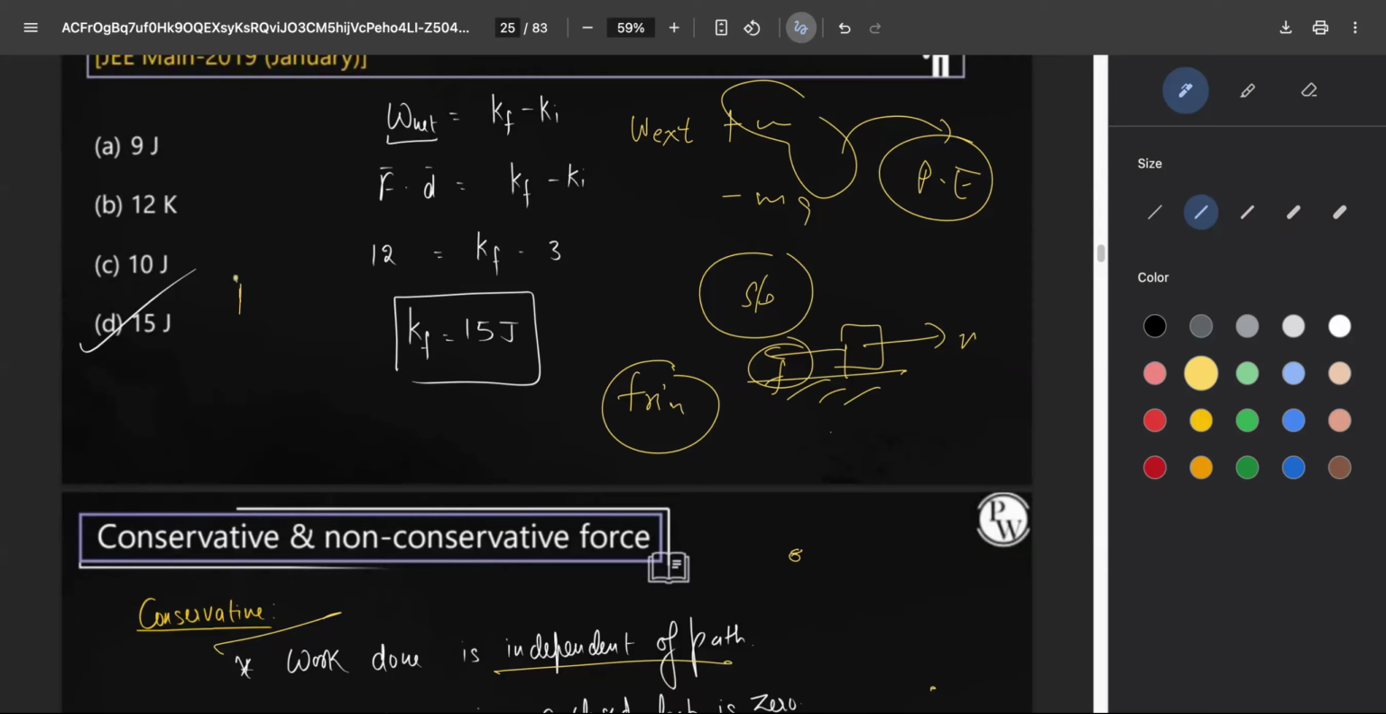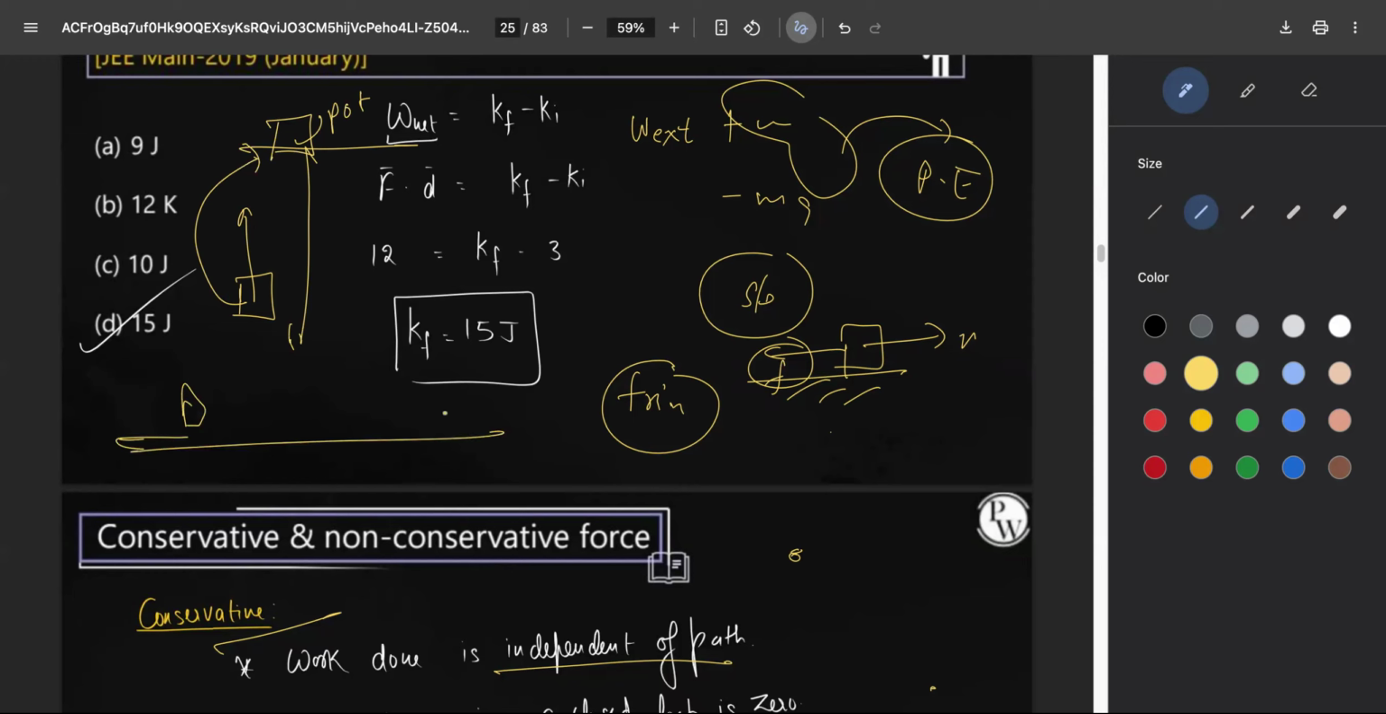But when you look at this part, when the object is moving upside, when it reaches here, what happens? All the energy gets stored in the form of potential energy. It means if you leave your object, it will come back to its position. But in this case, if the object is moving here, friction was here.